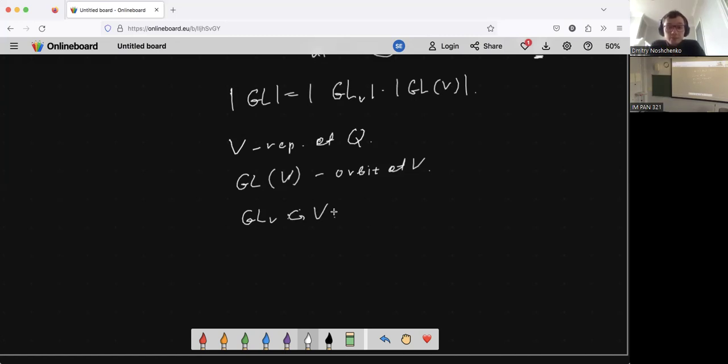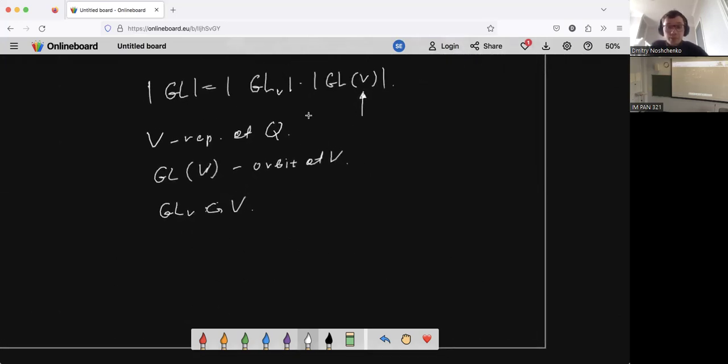And one can now write the size of GL as the product of these two guys. One is the orbit and the second is the stabilizer of V, for any representation. So one can, in principle, fix your favorite representation and compute for such a representation the size of GL. And of course, it does not depend on the choice of V.